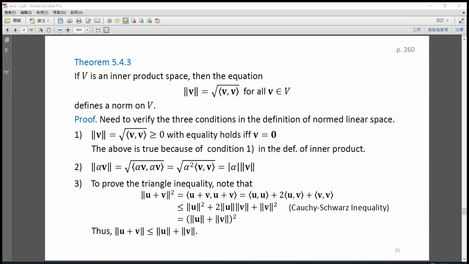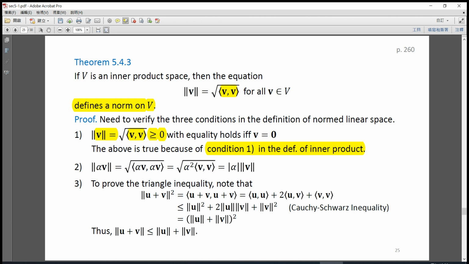In this slide, we prove that the operation defined by the square root of the inner product of v and itself defines a norm on the vector space. And we need to verify the three properties in the definition of the normed linear space. First, we verify the norm of v is greater than or equal to 0, and the equality holds if and only if v equals the 0 vector. By definition, the norm of v equals the square root of the inner product of v and itself, which is greater than or equal to 0, and the equality holds if and only if v is the 0 vector. The above is true due to the first property of the definition of inner product.